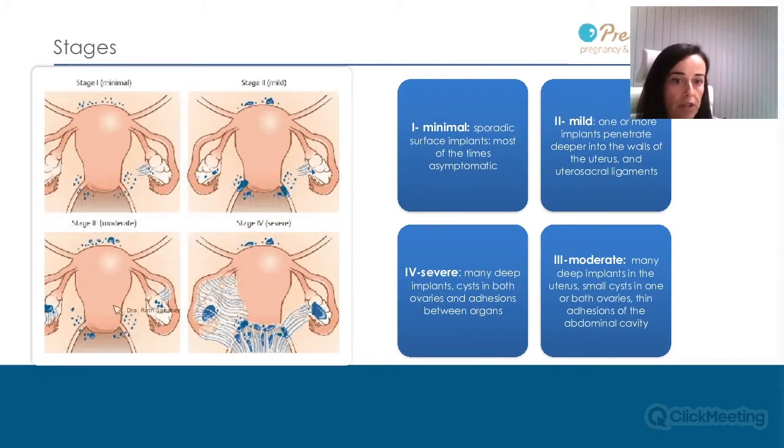We have a third stage that is a moderate one, in which we can find many deep implants in the uterus, small cysts in one or both ovaries, and we begin to find thin adhesions in the abdominal cavity. The fourth stage is the severe one, where we find many deep implants, cysts in both ovaries, and very firm adhesions between organs.